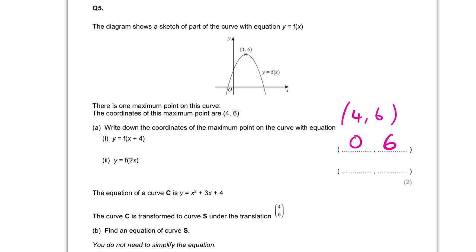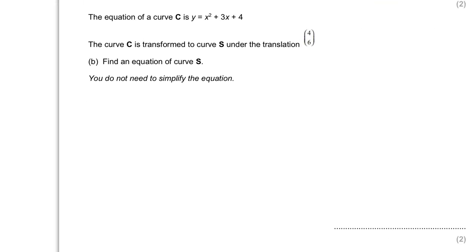Next one, inside or outside the bracket? Who does it affect? What do we do to the X coordinates? Yeah, we divide by 2, half it. 2, 6. Awesome. Okay, part B.